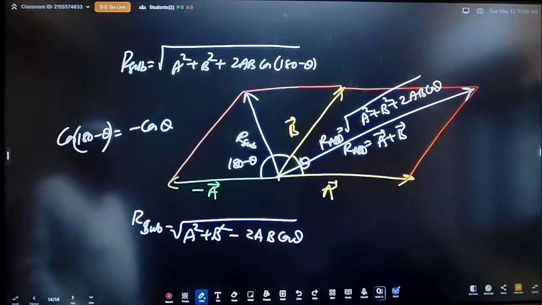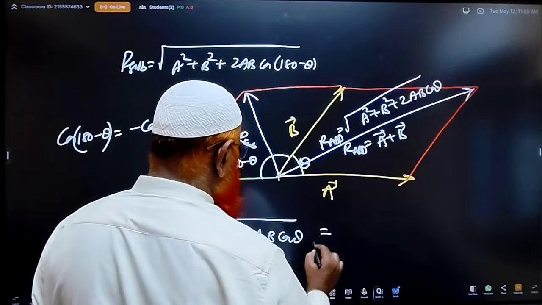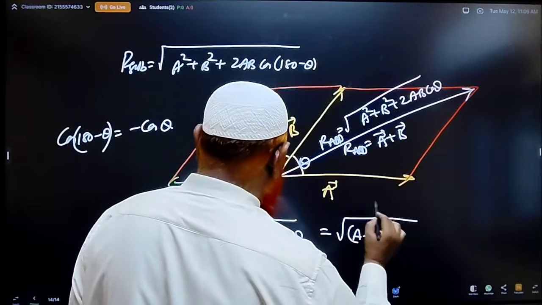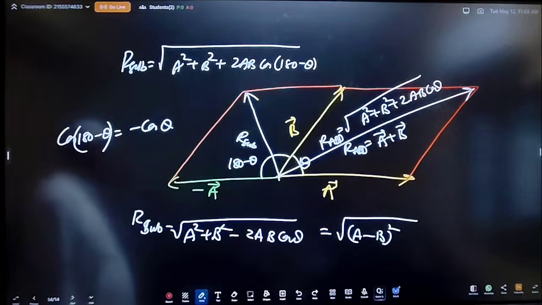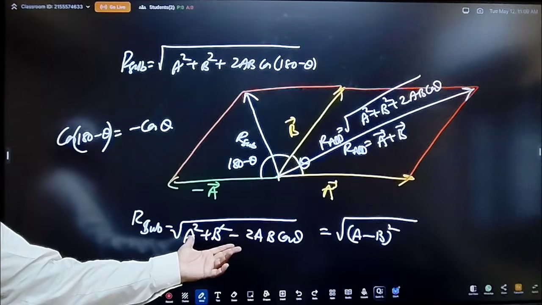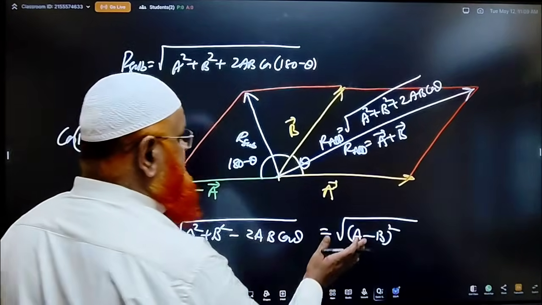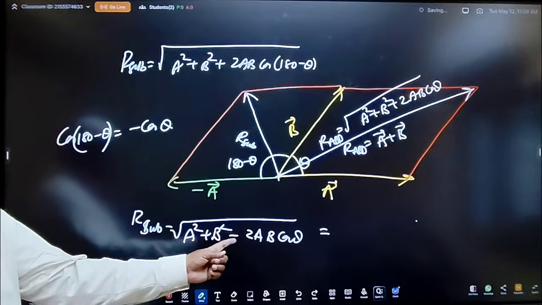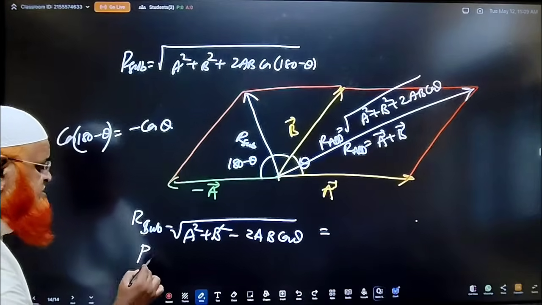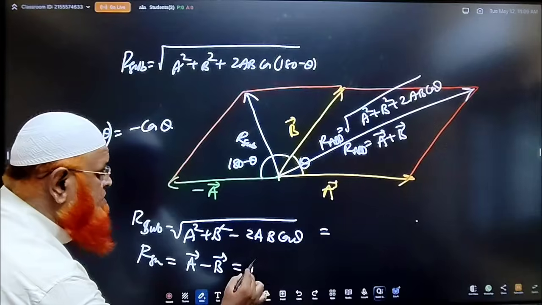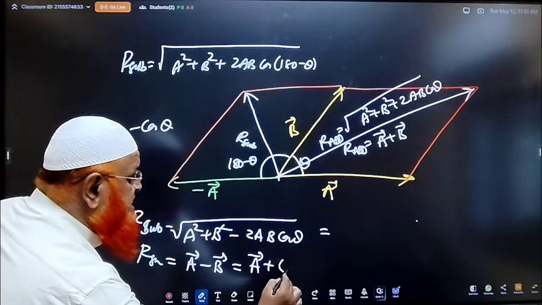So what do you get now from this? What do you understand from this? This is going to be A minus B. Understood? Any doubt? This is called subtraction of vectors. You will understand it easily now. A square plus B square minus 2AB cos theta means what will you write? Instead of writing like this, you will just write A bar minus B bar, which is nothing but A bar plus of minus B bar.